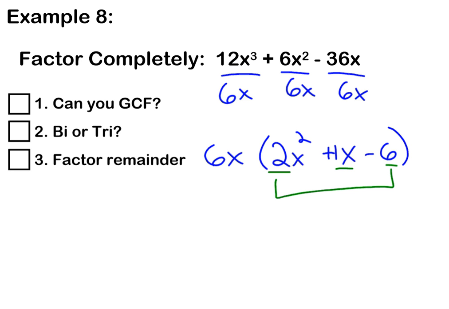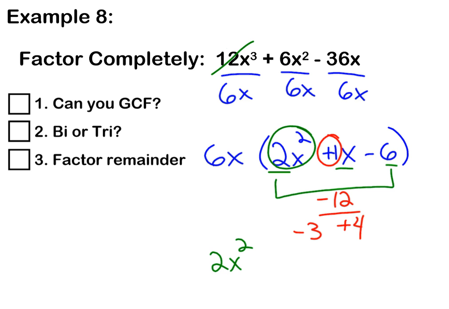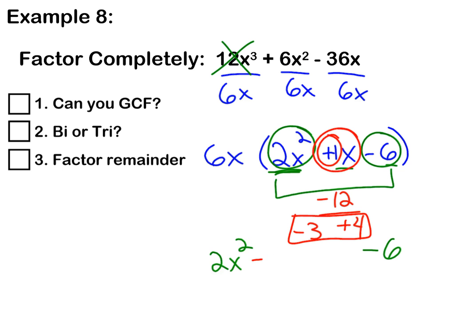When factoring by master product, I get a negative 12. Factors of negative 12 that make positive 1 are going to be negative 3 and positive 4. I rewrite my problem, keeping the original term of 2x squared. Remember, it's not the original problem, but from my remainder. I take my original third term of minus 6. I replace my middle term with my 2 winning factors. Minus 3x, don't forget the x, plus 4x, don't forget the x.